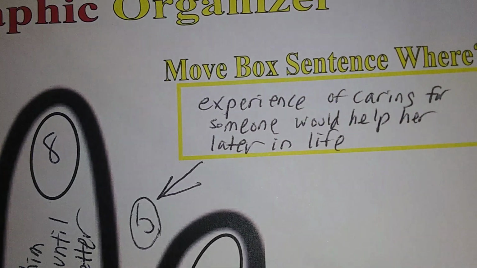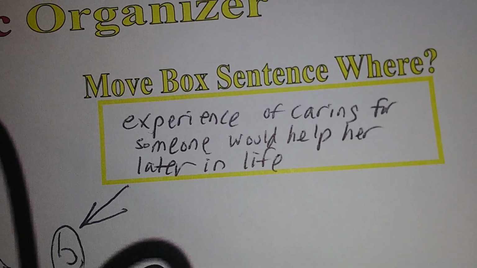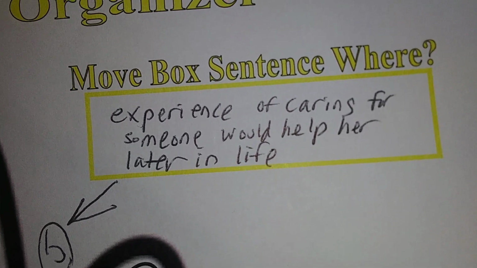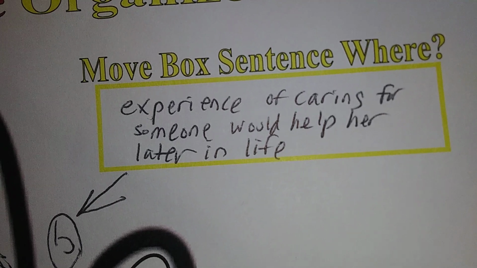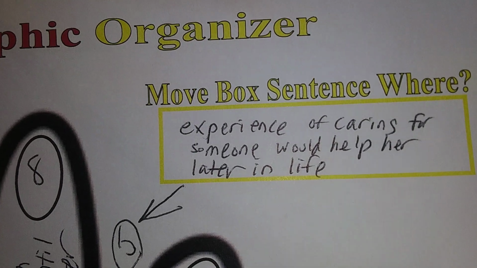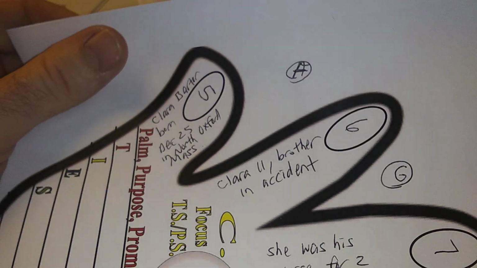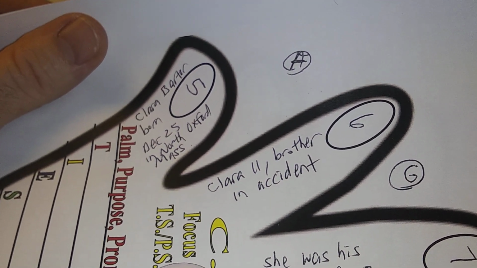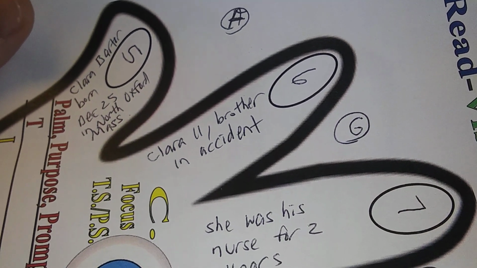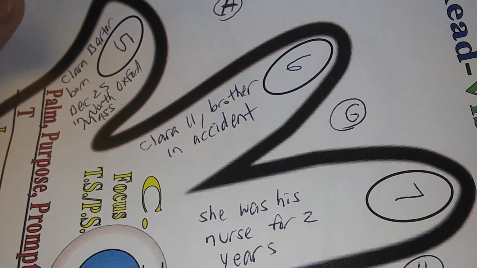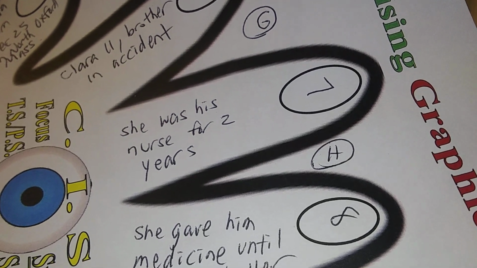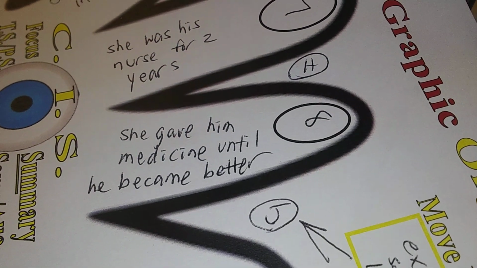So, because the box sentence said she was able to use the experience of caring for someone, for someone that would help her later in life, since that was really a closing sentence, it wouldn't really make sense to put it after 5 because her brother hasn't had the accident yet. After 6, her brother had the accident, and it doesn't tell you that she's helping him yet. So the only 2 good choices are after sentence 7 and sentence 8.